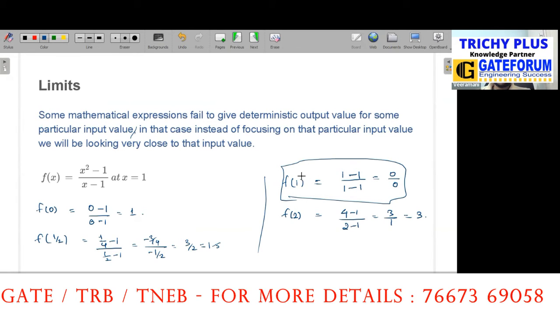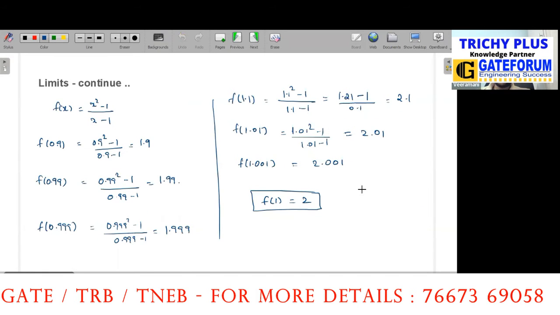So when I am putting x equal to 1 in the function, I am getting 0 by 0. But I got to know my f of 1 is closer, like when I am approaching from left hand side and approaching from right hand side, my f of 1 is going to be 2. But it's not exactly 2, right? You predict it may be 2, but it is not exactly equal to 2. Mathematically you cannot say that f of 1 is equal to 2. Mathematically f of 1 is 0 by 0, which is indeterminate form, correct?